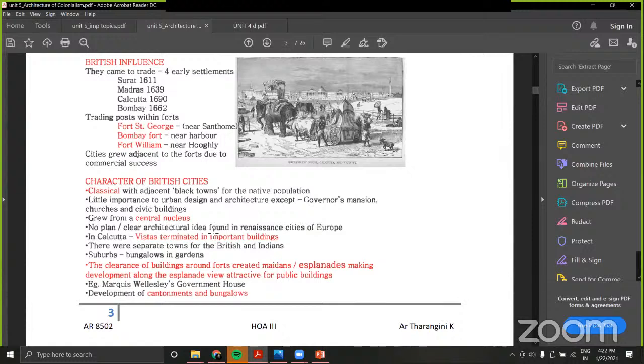No plan or clear architectural idea was found, unlike in the Renaissance cities of Europe. There is no plan or clear idea found in the Renaissance period. In Calcutta, vistas terminated in important buildings. In all those major cities, only the civic buildings and important buildings were developed, and others were not developed, since they were separate towns for British and Indians.